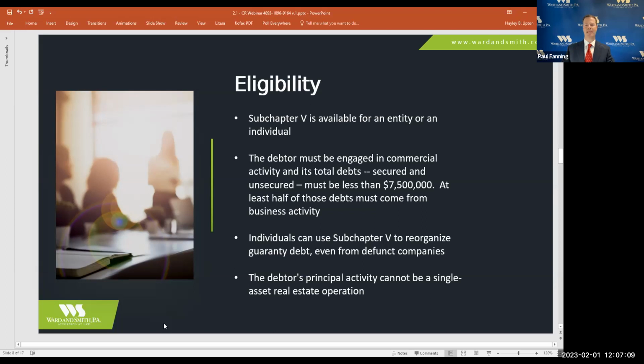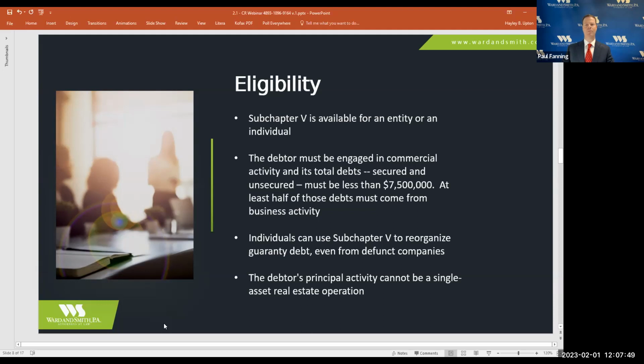Starting with the eligibility, who can file this Subchapter 5. This subchapter is available for an entity. We're talking corporation, limited liability company, limited partnership, sole proprietorship, or an individual. The kicker is that the debtor must be engaged in commercial activity. There's also a threshold of debt to qualify for a Subchapter 5, and that is $7.5 million.